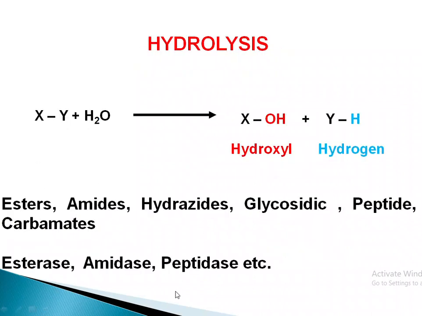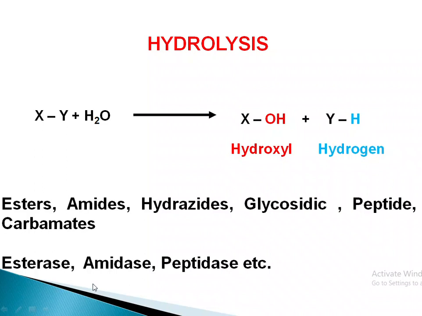Hydrolysis is a chemical reaction in which the toxic molecule or the xenobiotic in the body is broken down into smaller molecules, such as this one and this one. The hydroxyl group and the hydrogen of the water are incorporated or transferred to the two different fragments of the substrate. As you can see here, the OH of the water is transferred to one fragment of the xenobiotic and the hydrogen of the water is transferred to the other fragment of the xenobiotic.